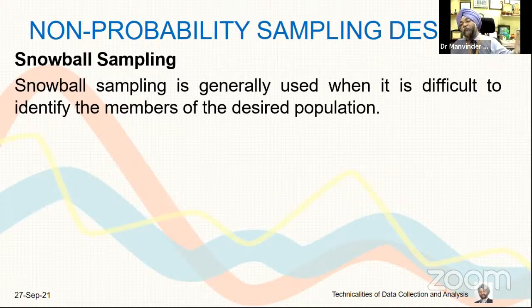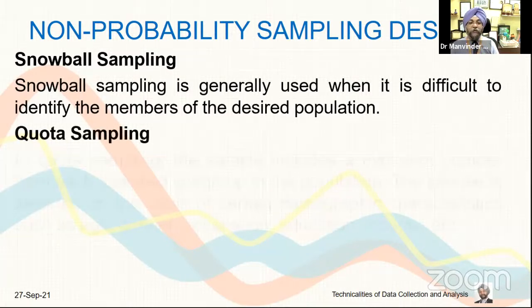The main problem is to make the initial contact. That's what I suggested to Savita ji also: if you can make one first contact, or certain contacts, then afterwards things may become easier. Once this is done, these cases identify more members in the population who resemble them. So this is called snowball sampling.